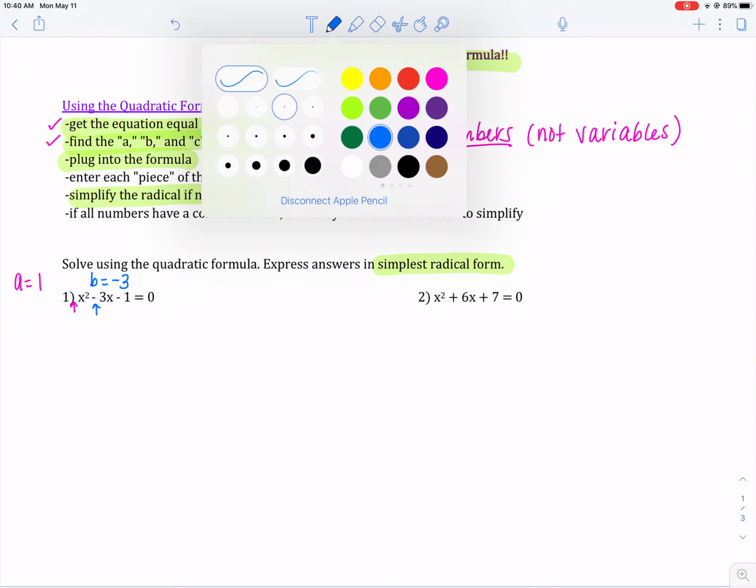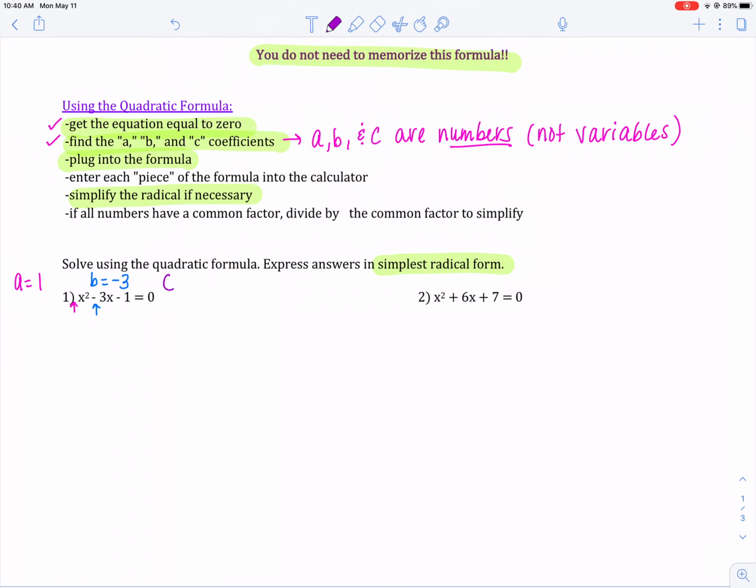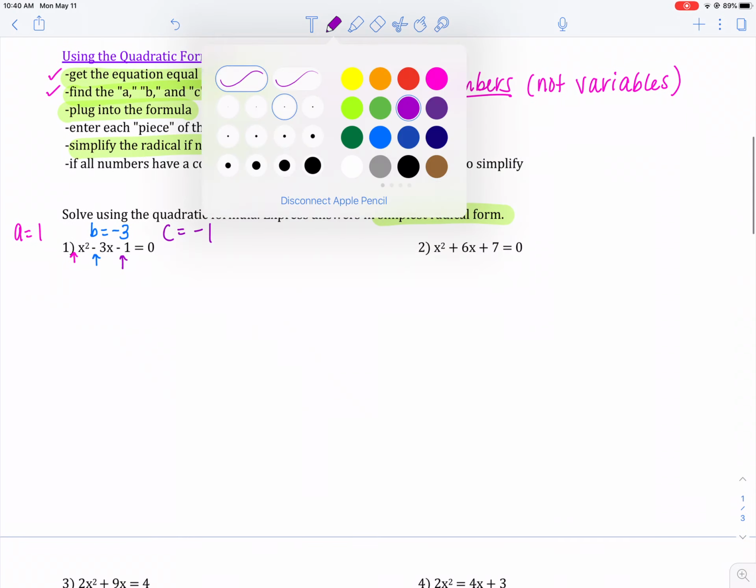And then I'm going to go new color. I'll say c, which is right there. Your constant here is a negative 1. So that's one of the hardest parts, just being able to recognize the a value, the b value, and the c value. So now I'm going to write my formula.